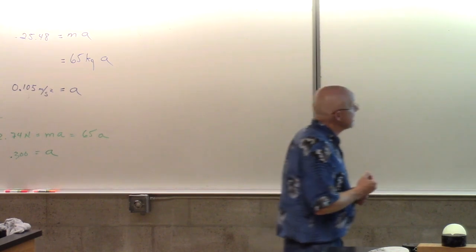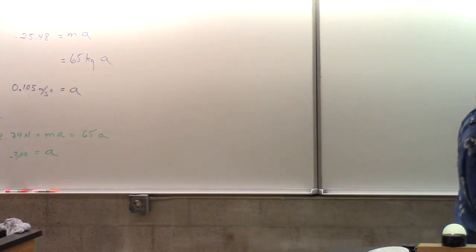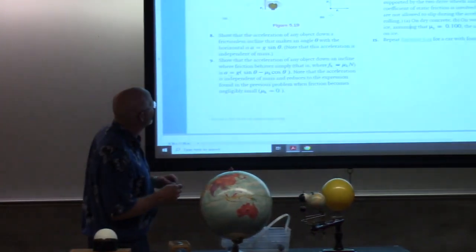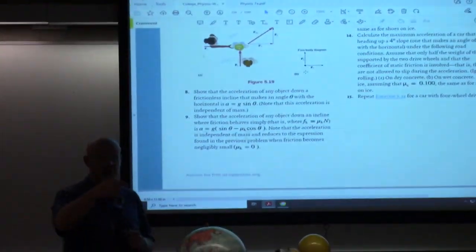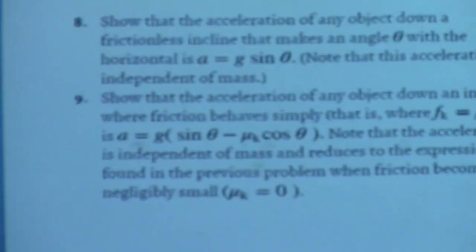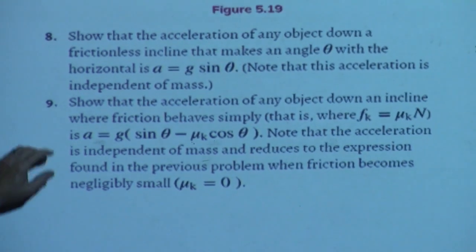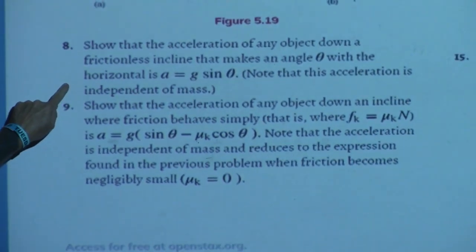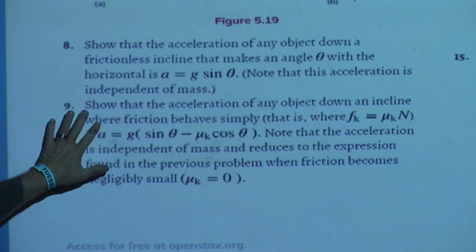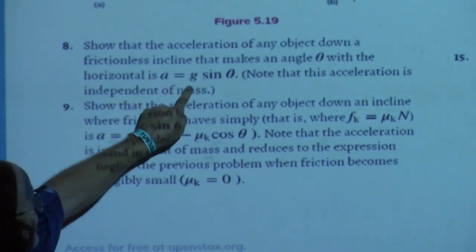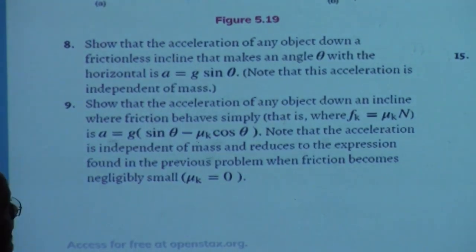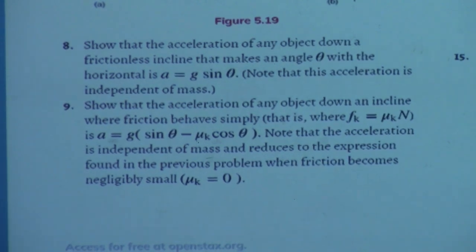So number 8 says, show that the acceleration of any object down a frictionless, see, there it is, that's really no friction, so kind of back to chapter 4, a frictionless incline that makes an angle of theta with the horizontal is given by a equals g sine theta. Okay.